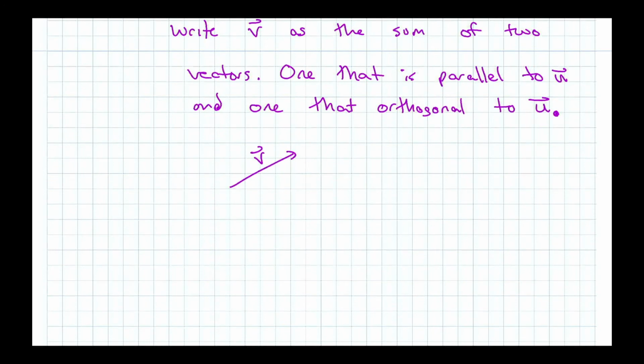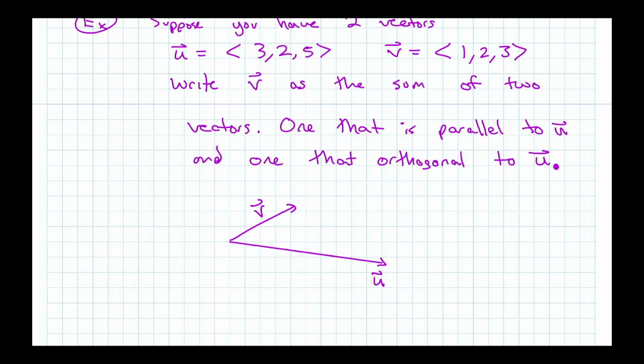Now you also have the vector u. So I'll draw it long here. It doesn't really matter which one's longer. I just always draw the u longer because it's easier to draw that way. So this is where you're starting, right? You've got the vector u, you've got the vector v, and they're just pointing in some direction. Okay.